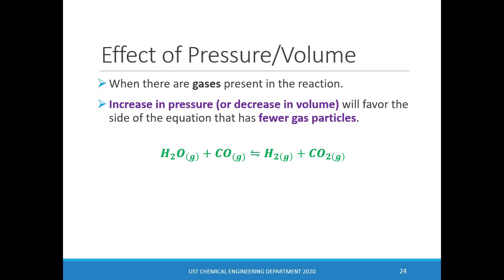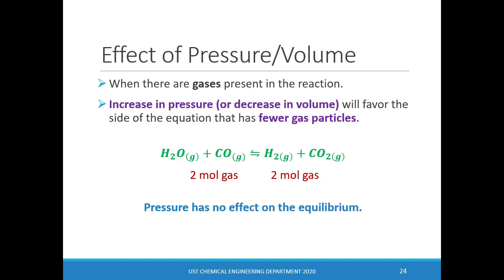Water vapor reacts with carbon monoxide to produce hydrogen and carbon dioxide gases. For this case, you will see that the reactant and product sides both have 2 moles of gas particles. Therefore, even if pressure and volume are changed in the system, the equilibrium will not shift because both forward and reverse reactions produce the same number of particles. So we can say that for reactions with an equal number of particles on both sides of the reaction, pressure has no effect on equilibrium.